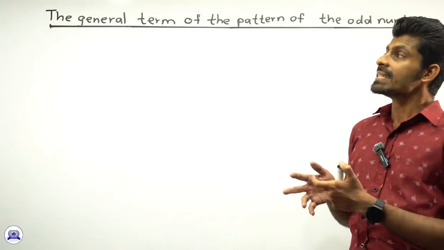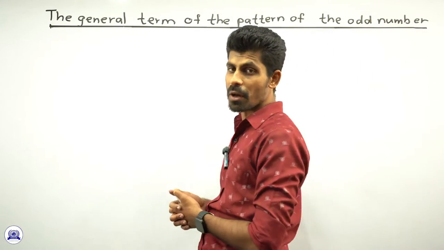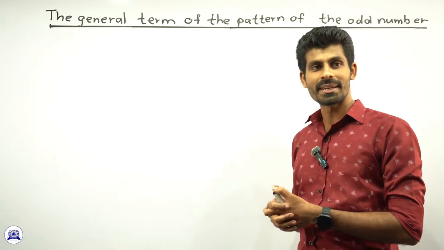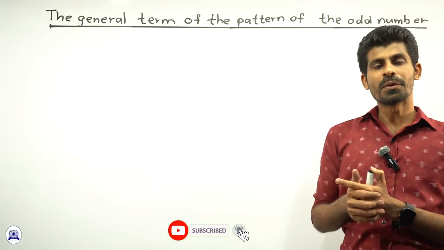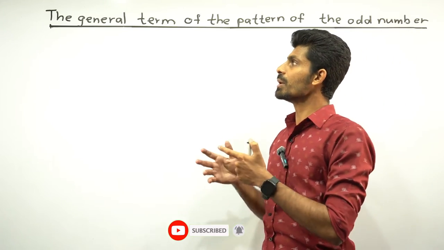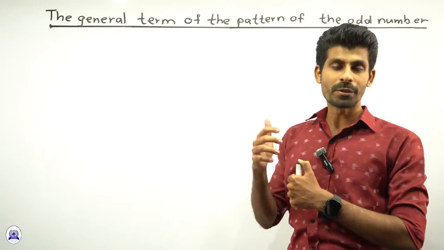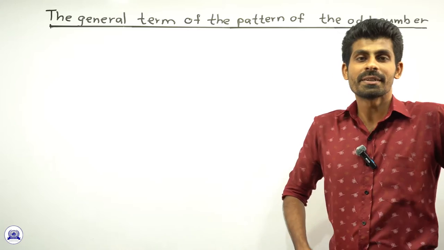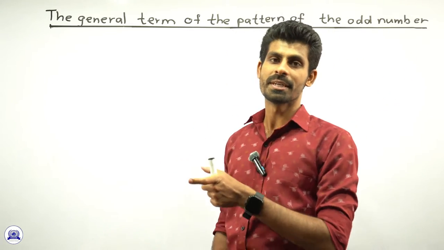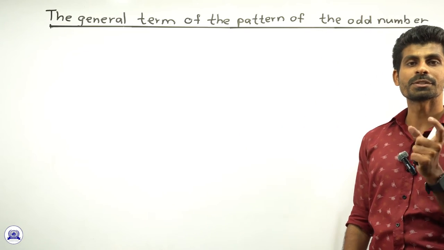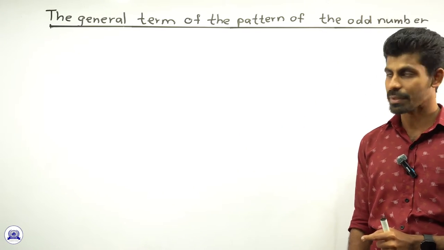Right, my dear student, this is the second video of the number patterns, Grade 8. In this video, we will learn how to find the general term of the odd numbers, how to find the general term of the even numbers, and how to find the general term of the square numbers. I'm just going to cover those three parts in this video.